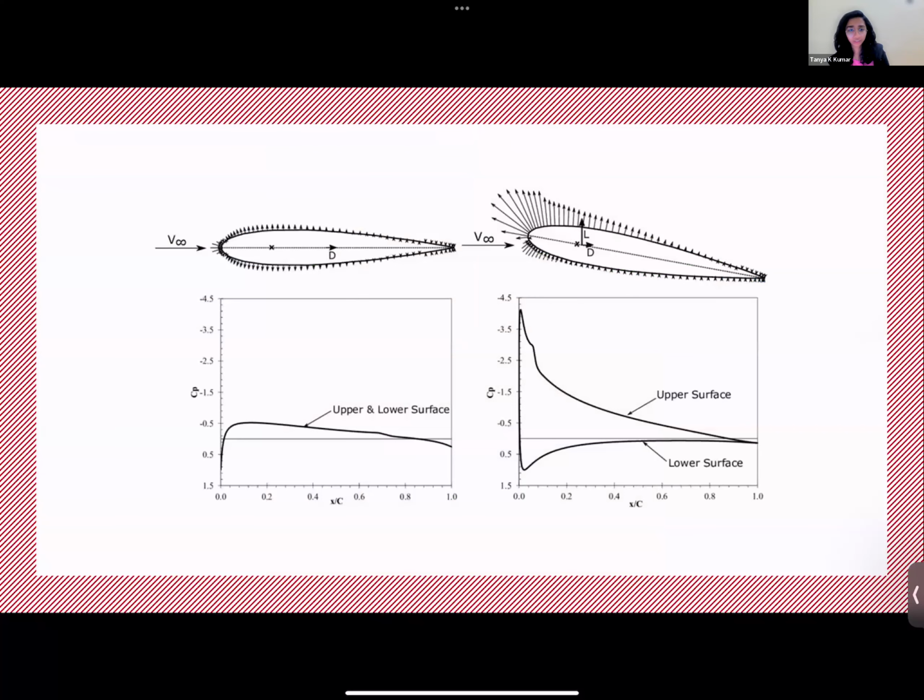Okay. So these are just graphs that show you the same pressure distribution. It's a uniform pressure distribution over a symmetric airfoil at 0 degrees angle of attack. When you increase it, you see the pressure profile, the distribution, move towards the leading edge.